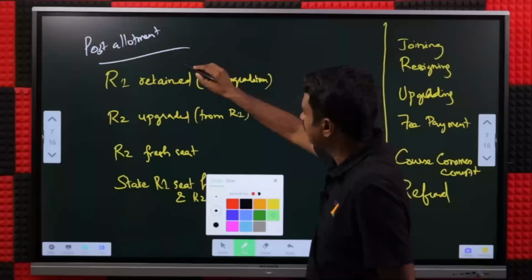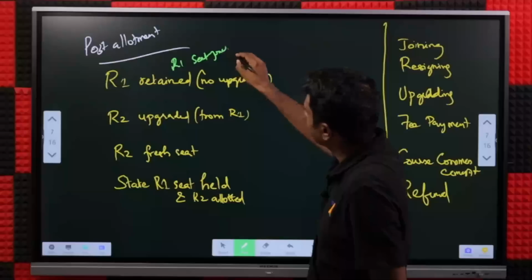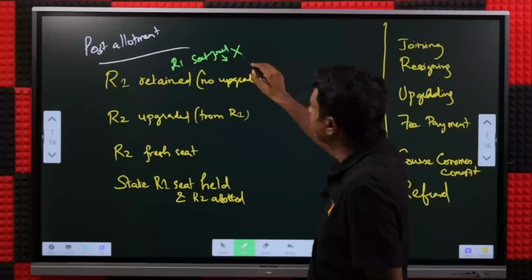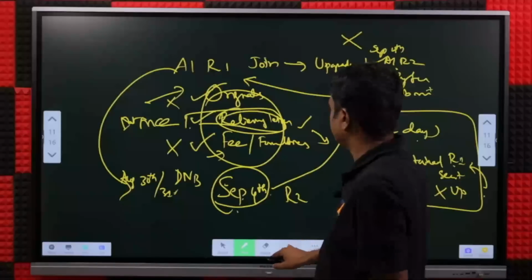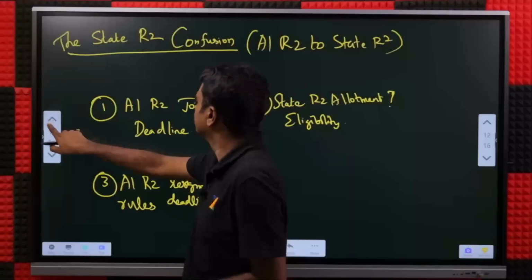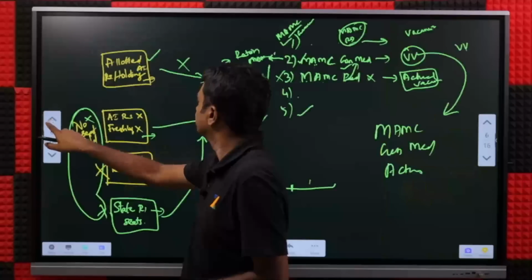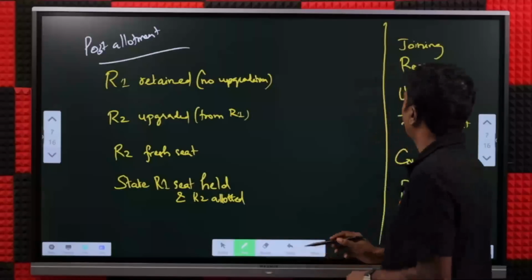Basically, what does retain mean? I had an R1 seat, I joined it, opted for upgradation, did not get upgraded, therefore I retained my R1 seat. Okay, R1 retained, no upgradation.